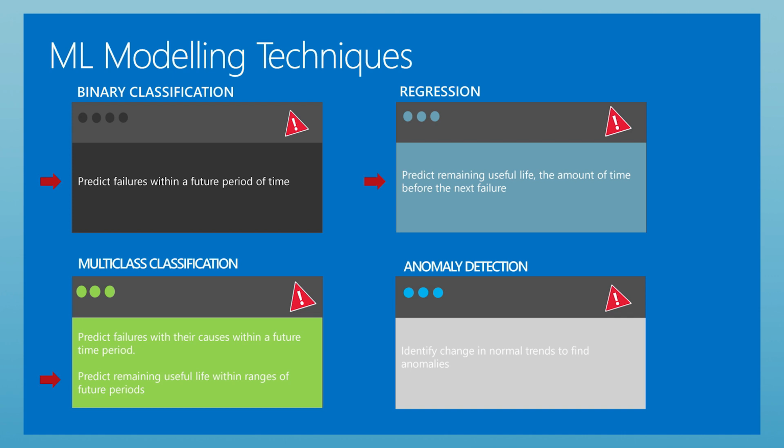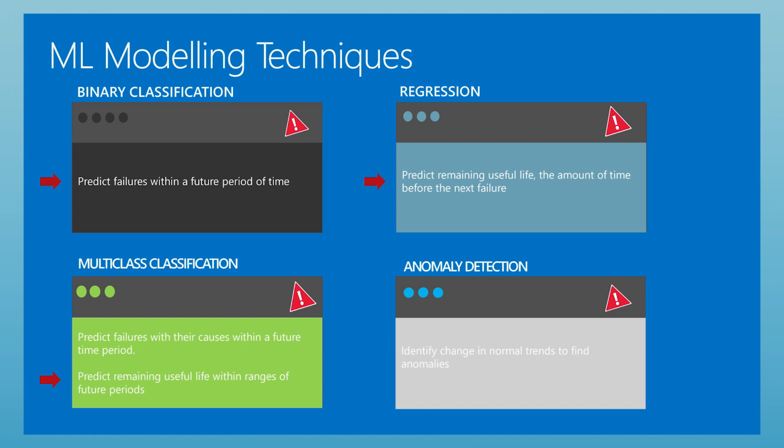First, for binary classification, we want to ask the question: in this time period, is this aircraft engine going to fail or not? Binary classification answers a yes-no question. So essentially, it's a two-category classification problem.